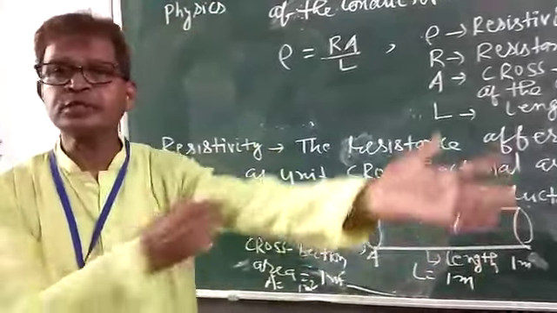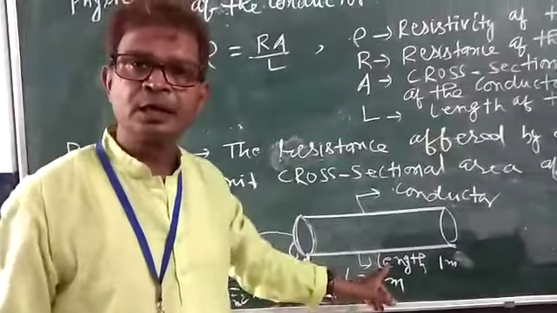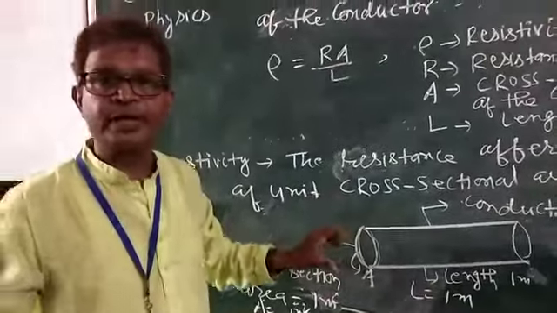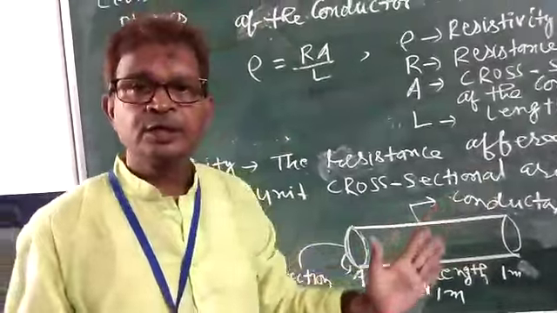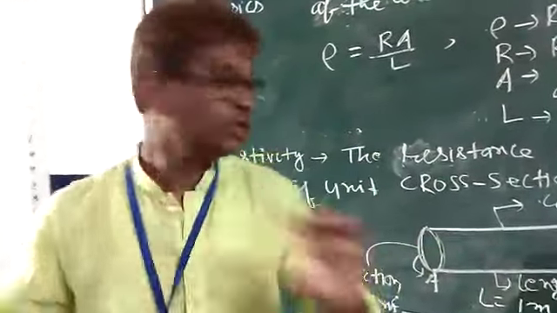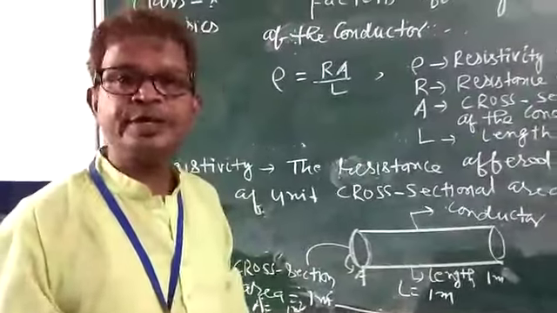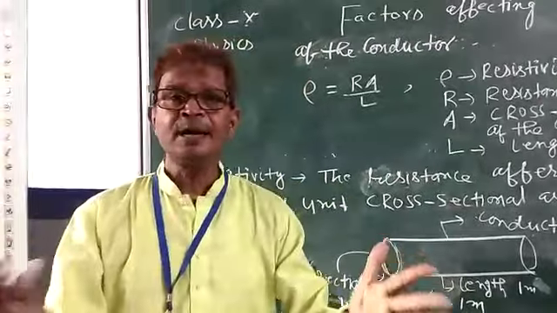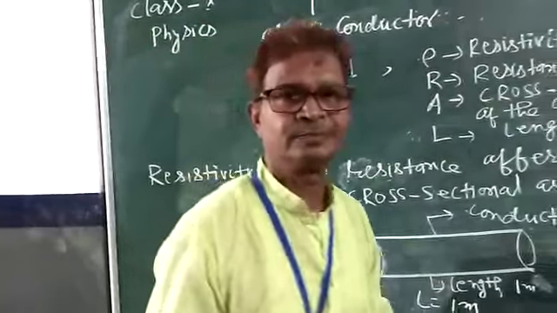Again, just try to understand, if you take a conductor of 1 meter length and its cross-sectional area is 1 meter square, and when the current passes through it, whatever amount of resistance is offered by this conductor is said to be the resistivity of the conductor. Almost resistivity and resistance are the same in nature.